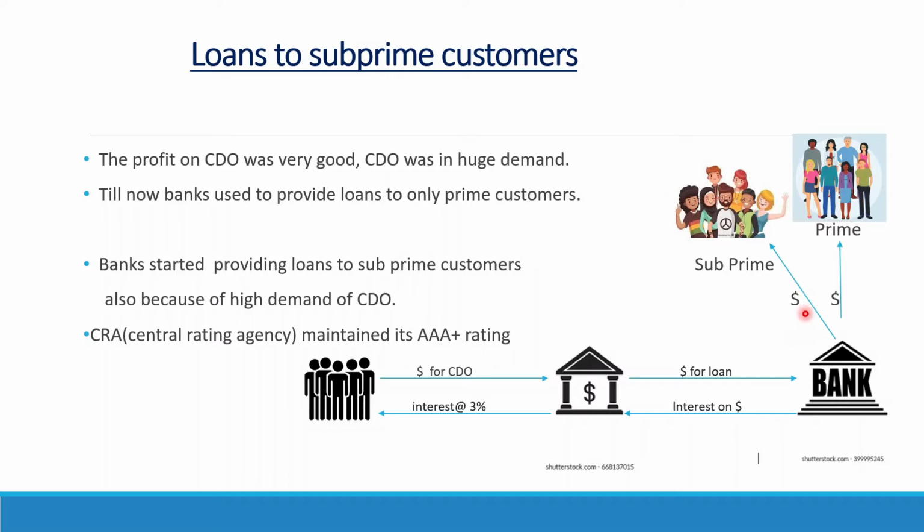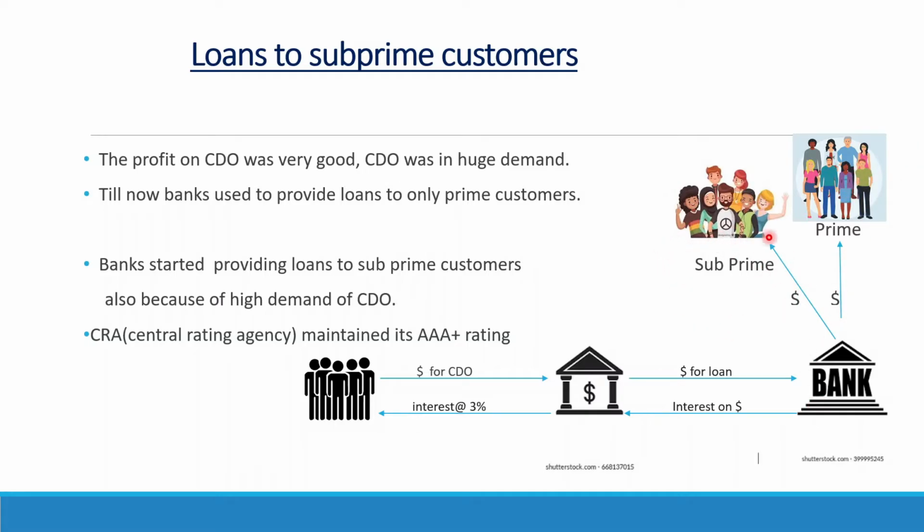Now what happened was, till now the loans were provided only to prime customers. Here prime customers means those who have a good number of assets and were able to repay the loans, or if they are not able to repay the loan, they have sufficient assets to get back the money provided to them as loan.